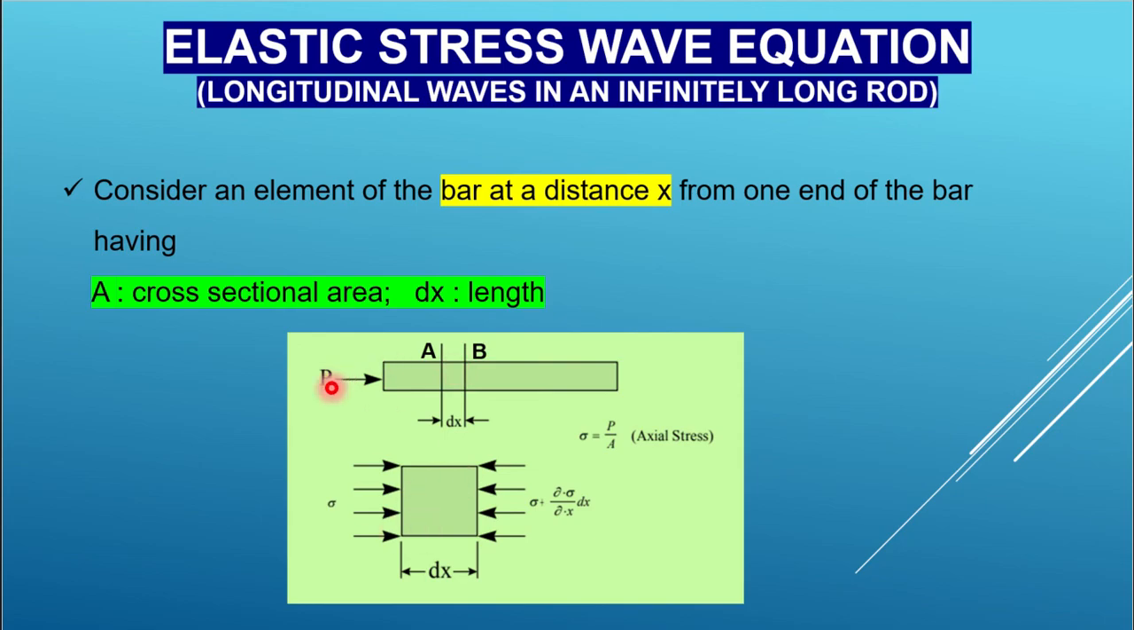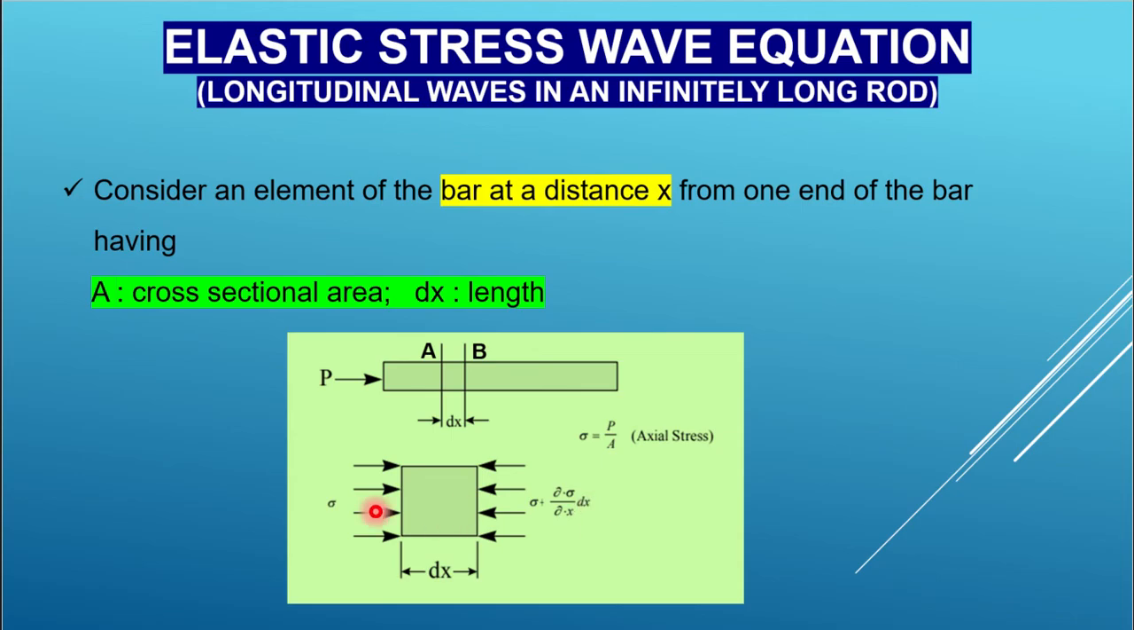Here you can see, as stress waves propagate, this portion will experience a stress sigma. Sigma is nothing but load divided by cross-sectional area: sigma equals P by A. And this particular part will experience a stress equal to sigma plus ∂sigma/∂x times dx. This is a differential equation.